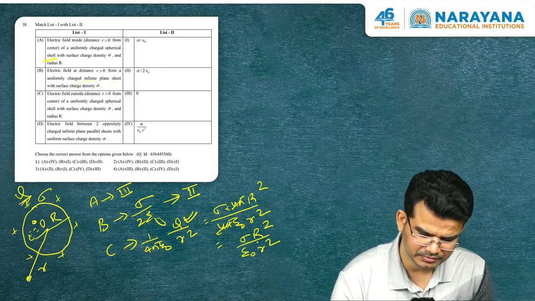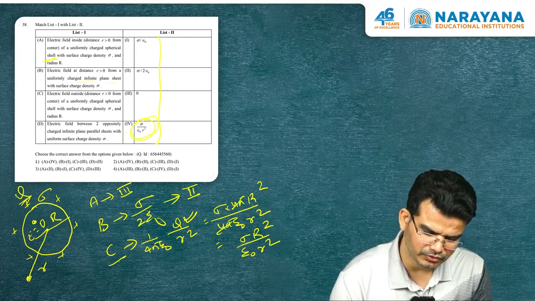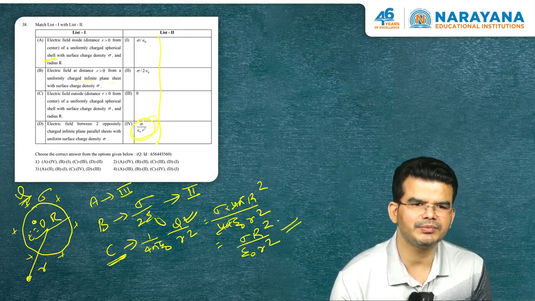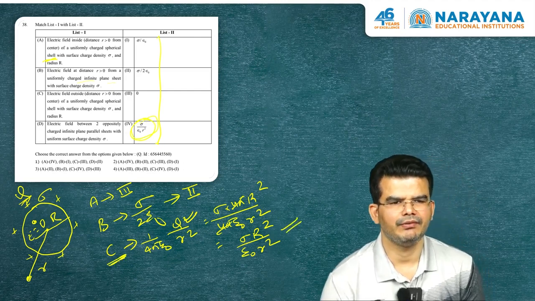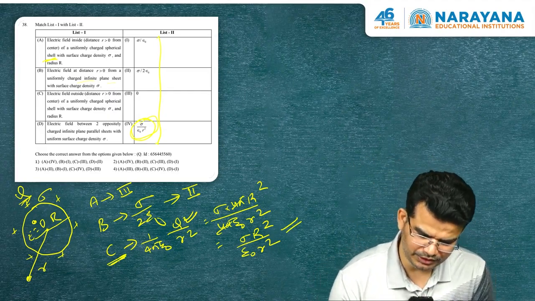So, I think there is no such option out of these 4. Even this is wrong. So, there is no such option for C. We are not getting any option for C. Okay?